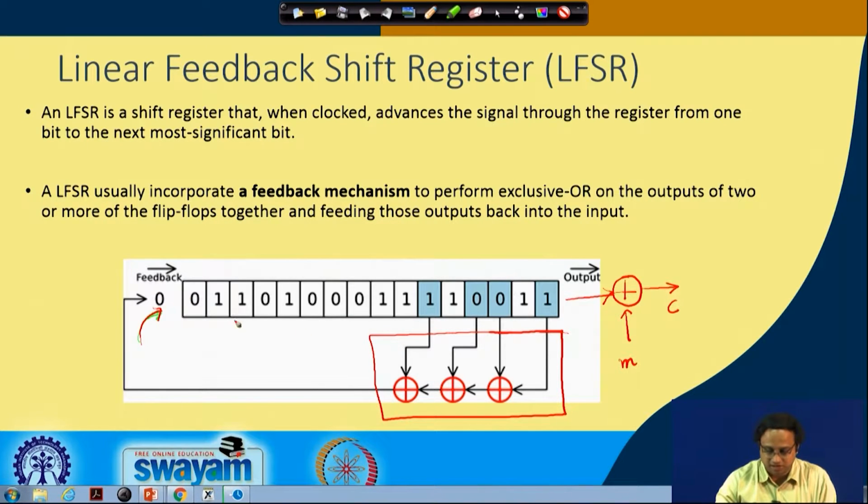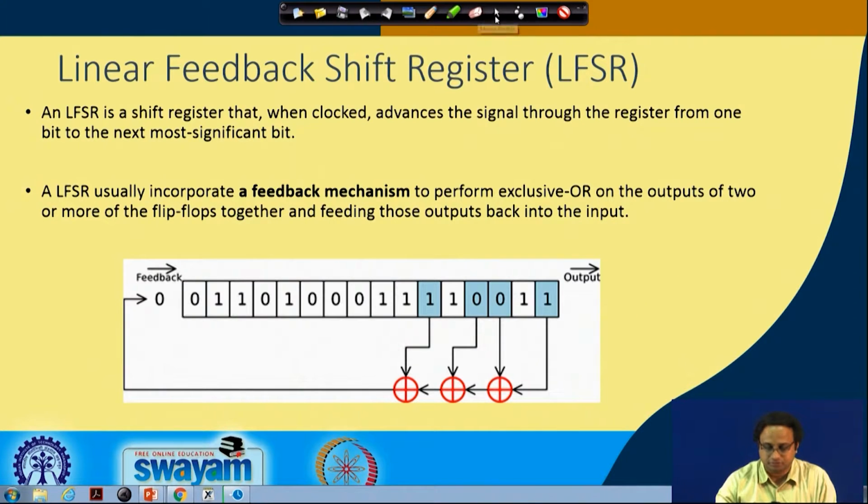For example, here we are doing an XOR between 1, 0 and 1. So, 1, 0, 0 and 1, and therefore, you get 0. So, therefore, we are feeding back 0 into the LFSR, whereas the other bits are basically just shifted to the right. So, that is the broad philosophy behind how an LFSR works.